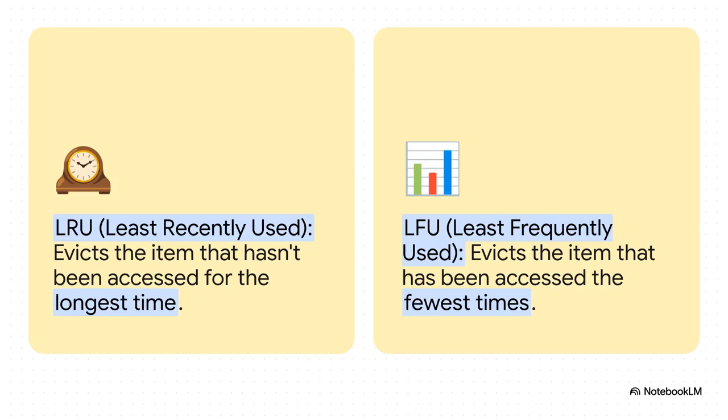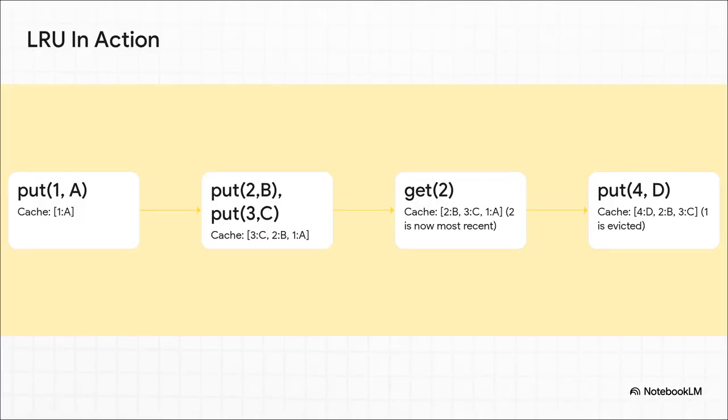Then you've got LFU, or Least Frequently Used. This one works on a different bet. It says, hey, how popular is this item? It keeps track of how many times you've accessed something and kicks out the one that's been used the fewest number of times. Let's walk through an example of LRU to make this super clear.